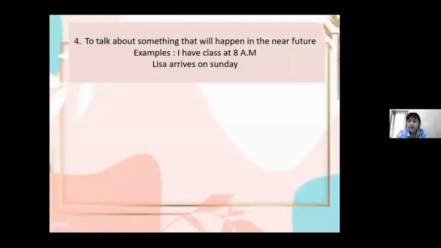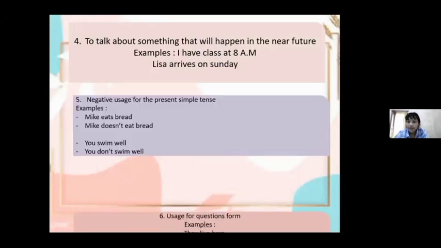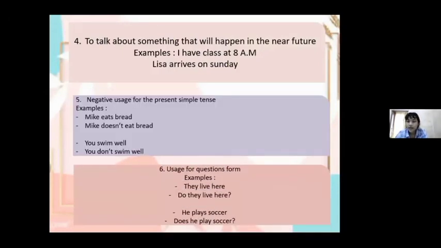The first example is Mike eats bread. Di sini kata eats berisi tambahan S karena subjeknya Mike atau he. Sekarang pada kalimat negatif, Mike doesn't eat bread. Di sini karena subjeknya Mike, kita menggunakan does not or doesn't.